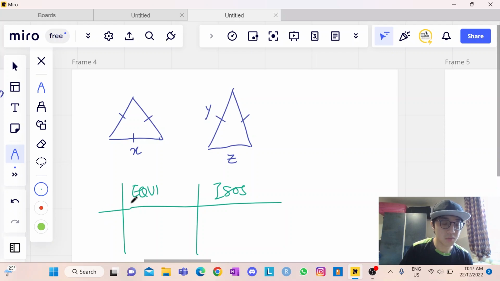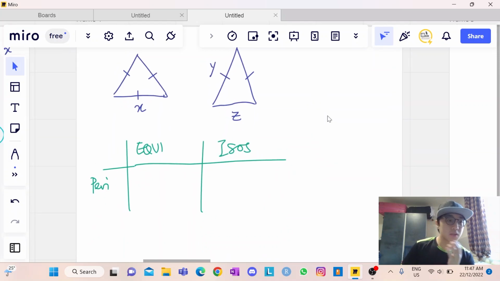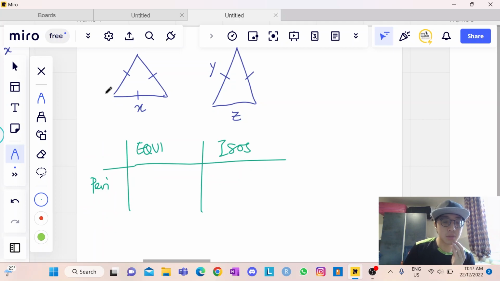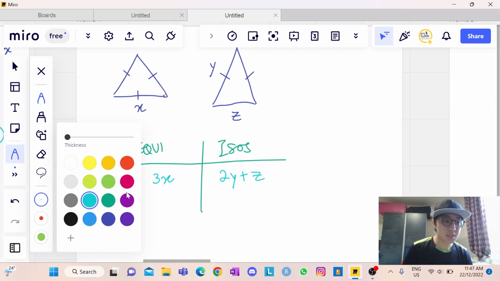Okay, first we have the perimeter. It goes the same. The perimeter is the total length outside. Therefore, it's x plus x plus x, so it's 3x. But for isosceles triangles, since it's different, you have y, y, and z. So it's 2y plus z. All right, it's just that easy.